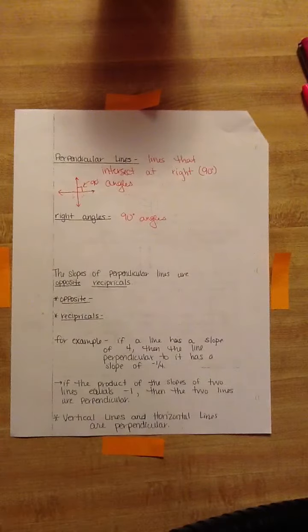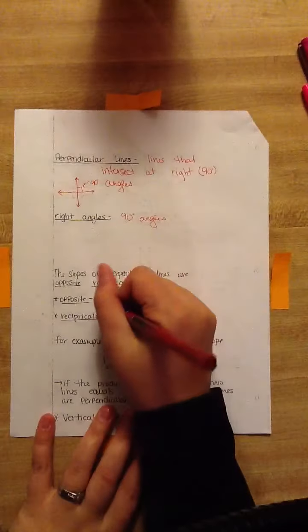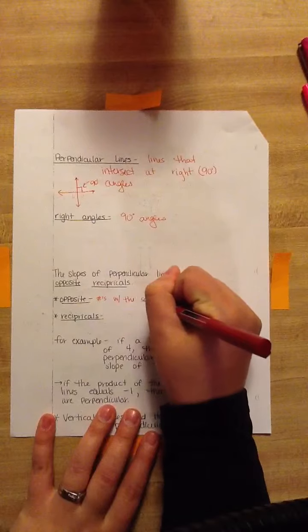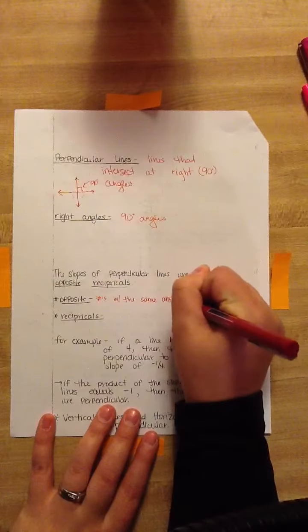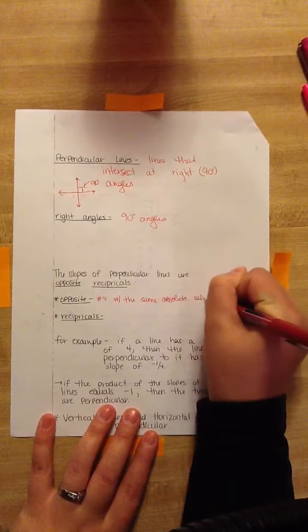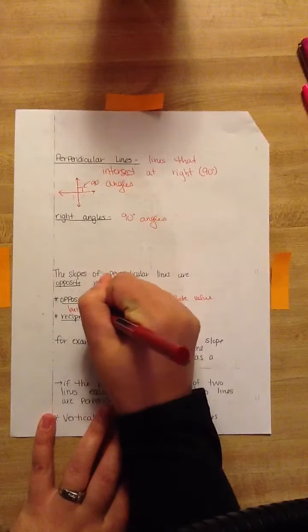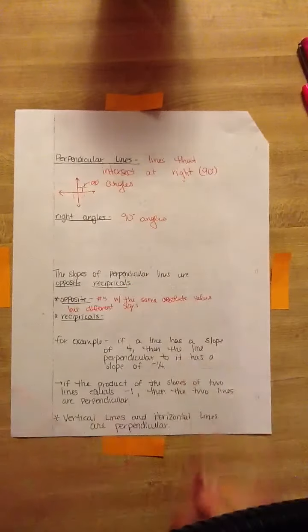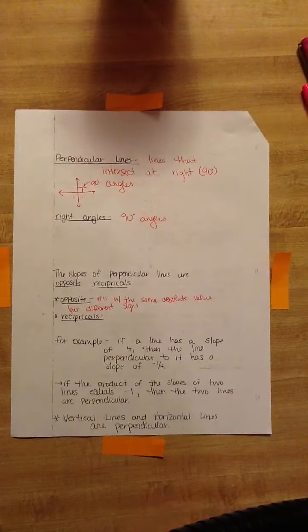So slopes for parallel lines were the exact same. When we start talking about perpendicular lines, you're going to find that the slopes of perpendicular lines are opposite reciprocals. And opposite in math means numbers with the same absolute value but different signs. Basically what that means is if I have -1, its opposite is +1.